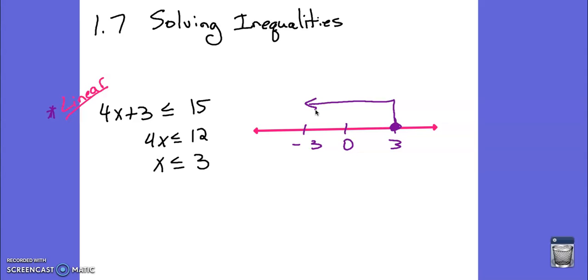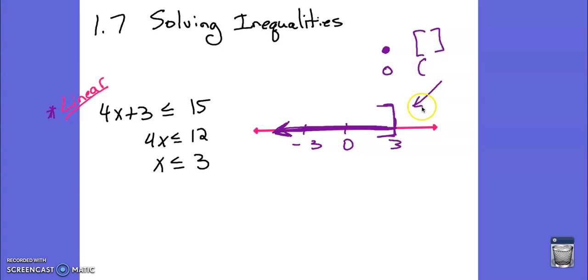Remember also there's the way to do this. The closed circle that we often are referred to, that's the same as a bracket. When you use brackets, and when you have an open circle, that's parentheses. So we could also do a bracket, because this is closed, and it's going to the left. Now, this way is kind of preferred just because when you type it in interval notation, it's an exact duplicate of the line.